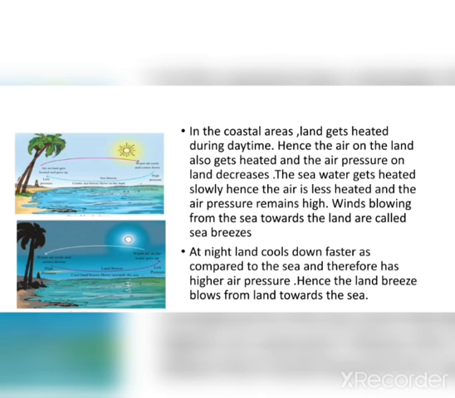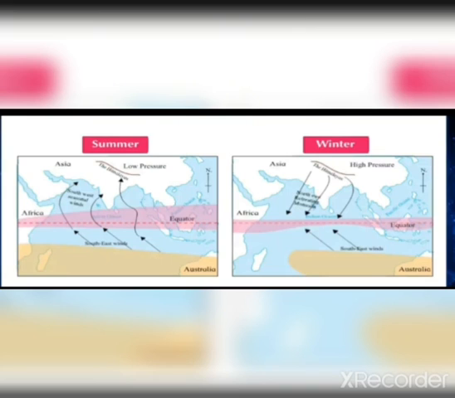Now let us see what is meant by sea breeze and land breeze. In the coastal areas, land gets heated during daytime. Hence, the air on the land also gets heated and the air pressure on land decreases. The seawater gets heated slowly, hence the air is less heated and the air pressure remains high. Winds blowing from the sea towards the land are called sea breezes. At night, land cools down faster as compared to the sea and therefore has high air pressure. Hence, the land breeze blows from land towards the sea.